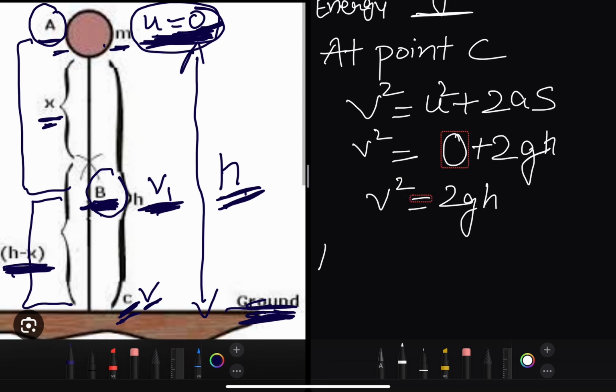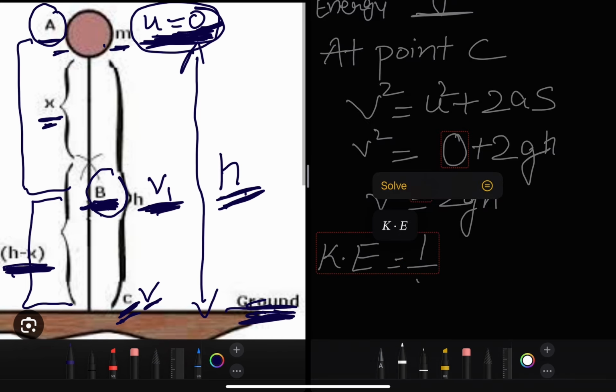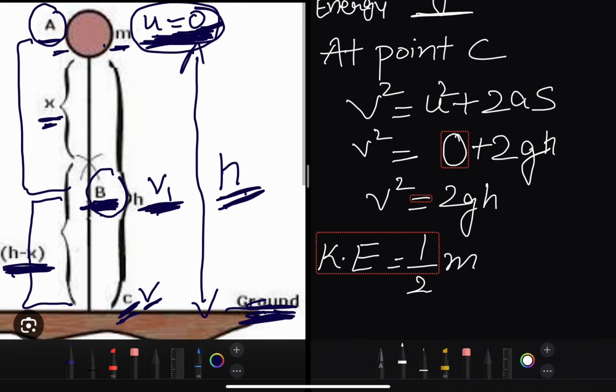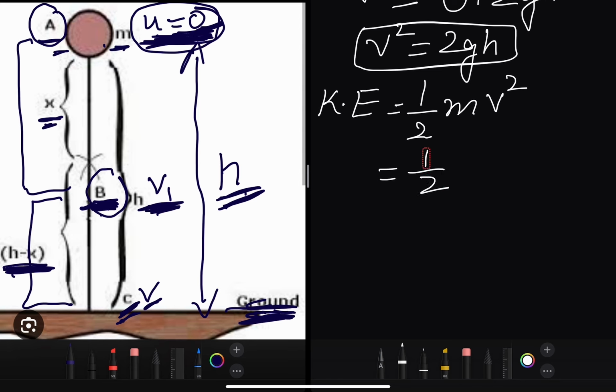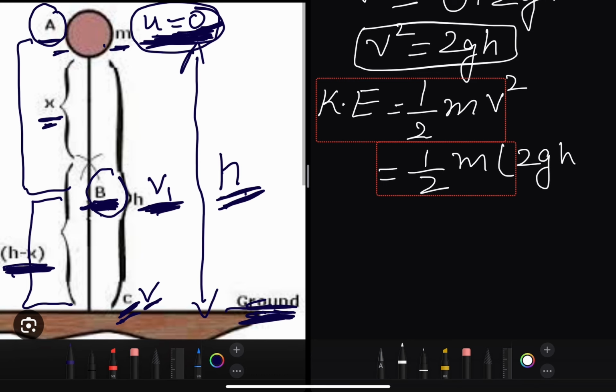2gh. Now again we will first find the kinetic energy. The formula is half mv square. So now children, we have the value of v square with us. What is the value of v square? 2gh. So we will put here half m, v square will be 2gh. Clear? What will cancel here? 2 will cancel with 2. What is left here? mgh.